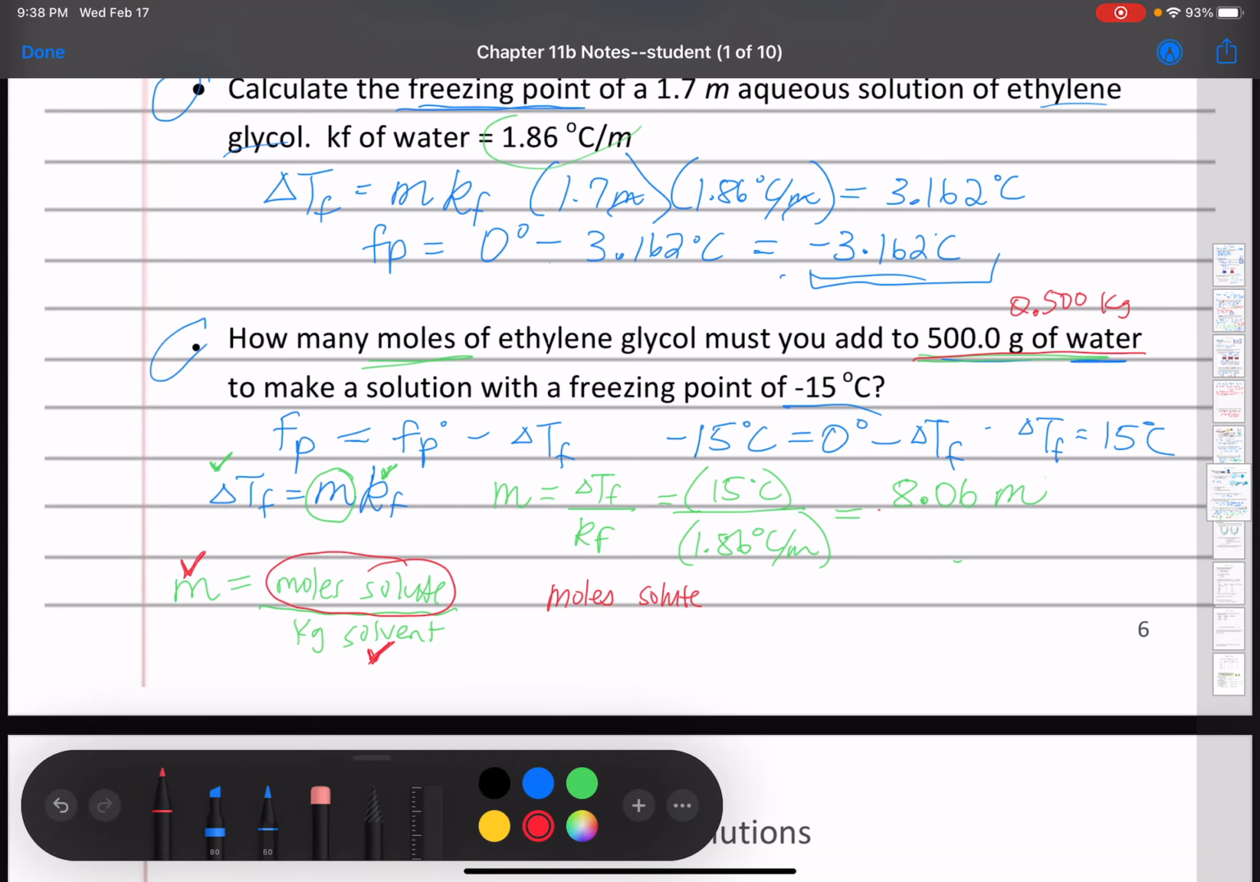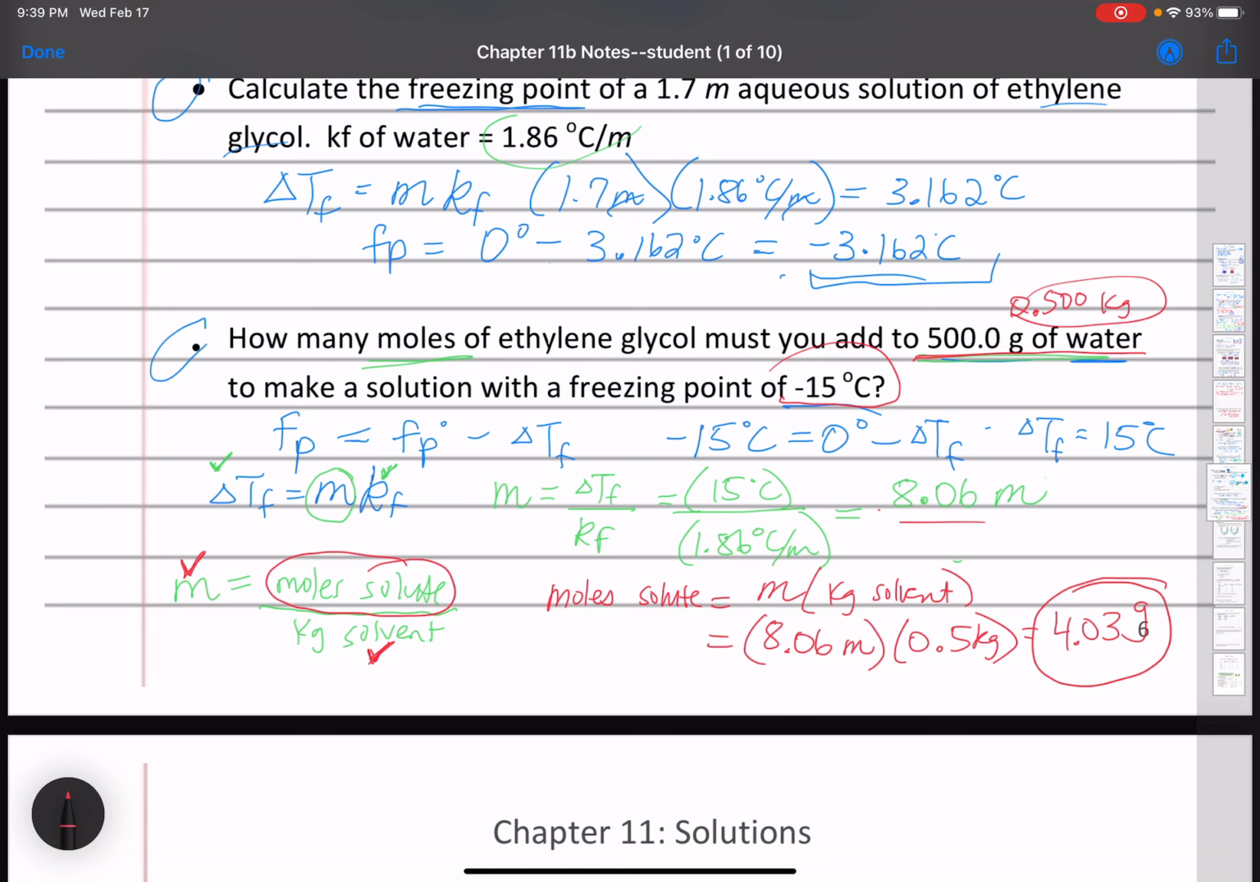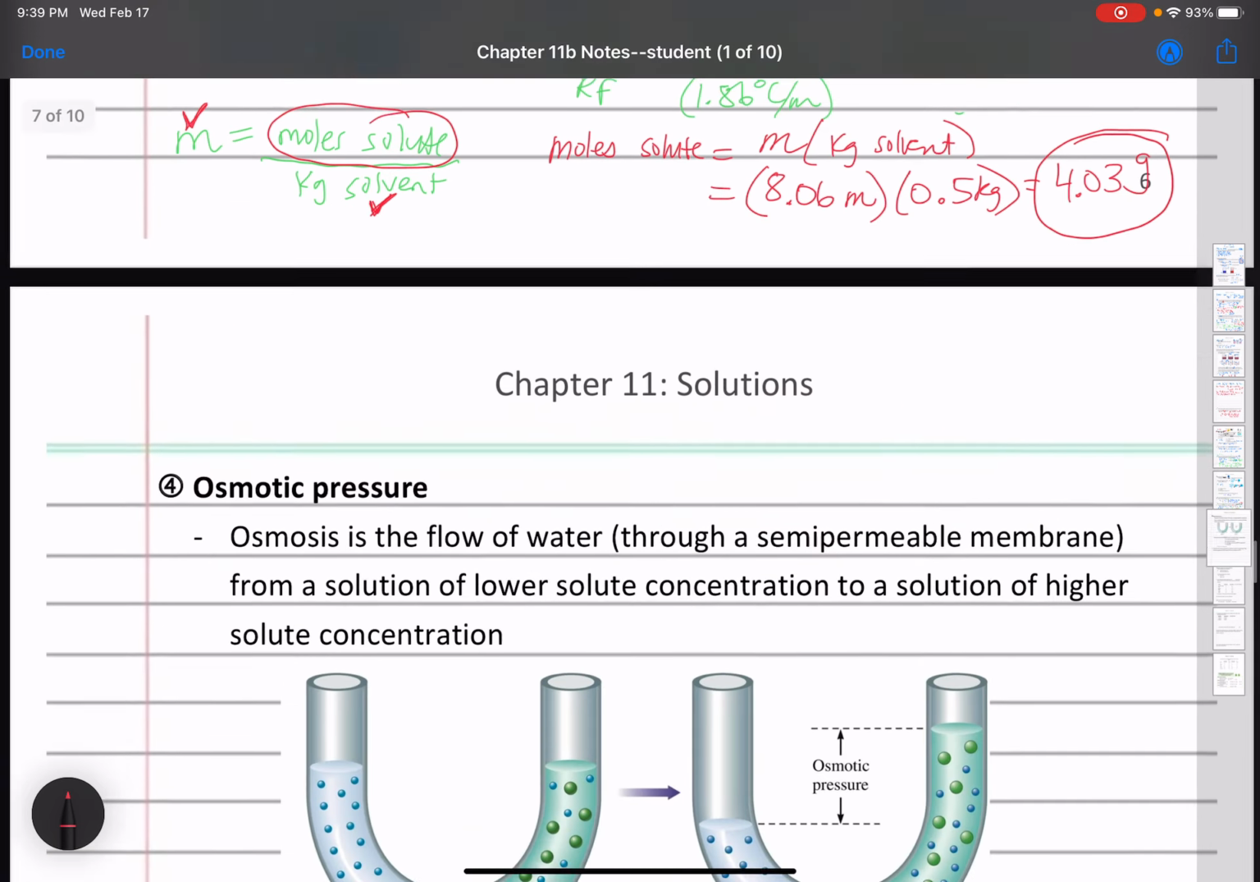All right, so moles of solute equal the molality times the kilograms of solvent. The molality is 8.06 molal, and the kilograms of solvent is 0.5 kilograms. So we need 4.03 moles of ethylene glycol in that 500 grams of water if we want a solution with a freezing point of negative 15 degrees Celsius.